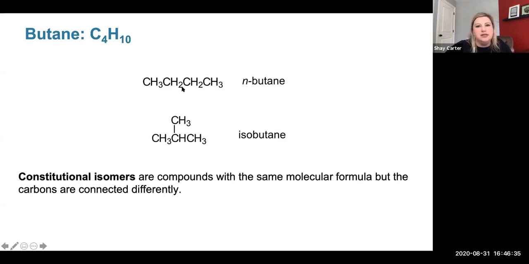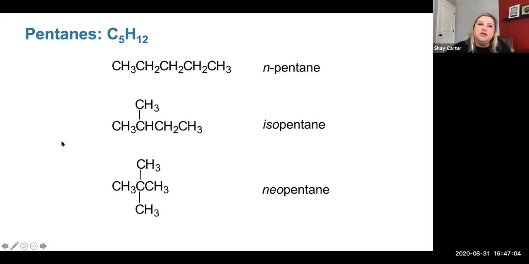So here, let's look at this. This is N-butane. It's one big long chain. That's the N, the normal. Okay. And then isobutane is where we have 3 carbons, but we have a carbon connected to the center carbon. So we still have 4 carbons. We would call this an isobutyl group. But one carbon, instead of being connected to the end, it's connected to the second carbon. So here's some other examples: N-pentane, isopentane, and neopentane.